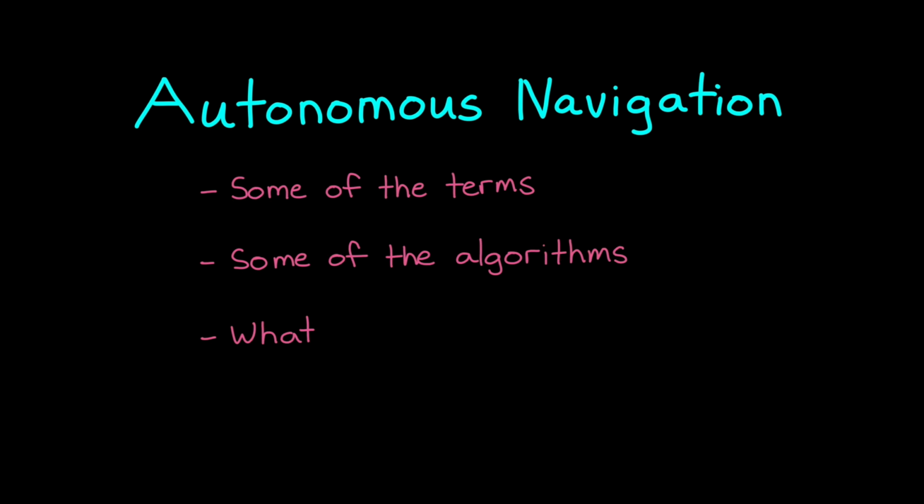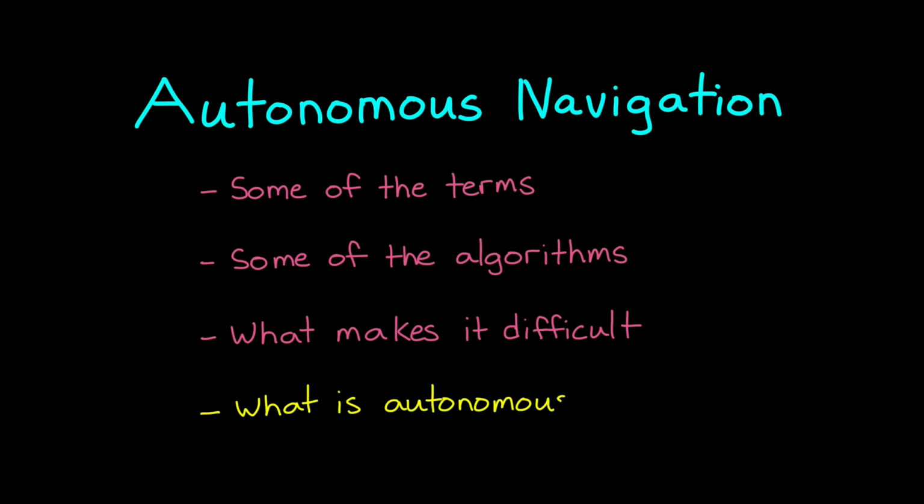The goal of this video series is to give you a basic understanding of the autonomous navigation problem, what some of the terms are, some of the needed algorithms, and what makes this problem difficult in certain environments. So that's what we're going to cover over a few videos. But in this first one, I want to set the stage a bit and just introduce the idea of autonomous navigation. I think it's pretty interesting, so I hope you stick around for it.